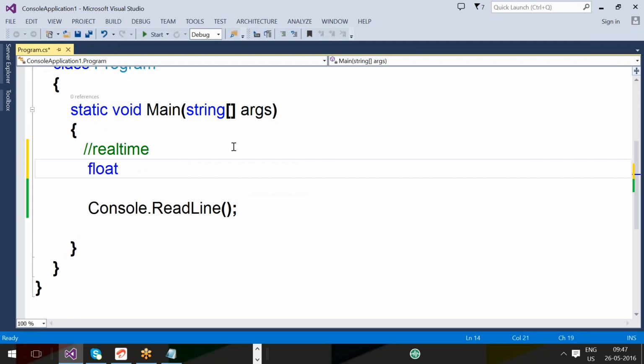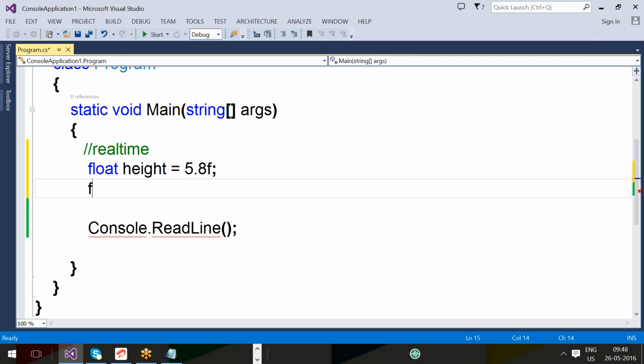So you can say, for smallest floating data, for example person weight, float height equal to 5.8f, and float person weight equal to 78.5f. In these examples, you can use student marks. Whenever there is a small amount of floating data, go with a variable called float.